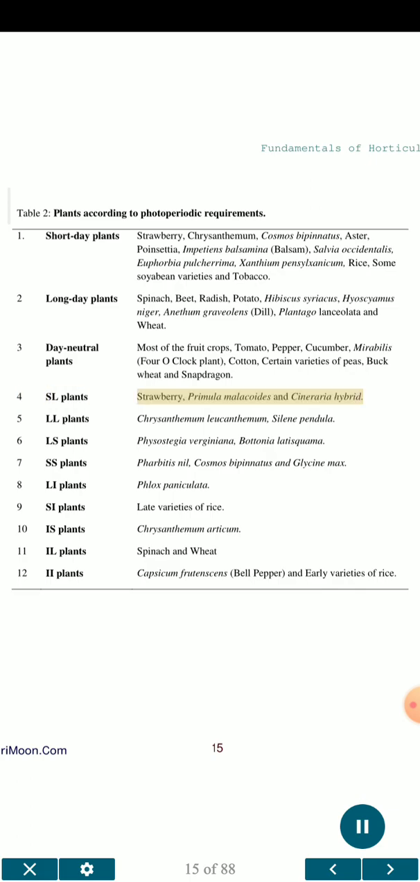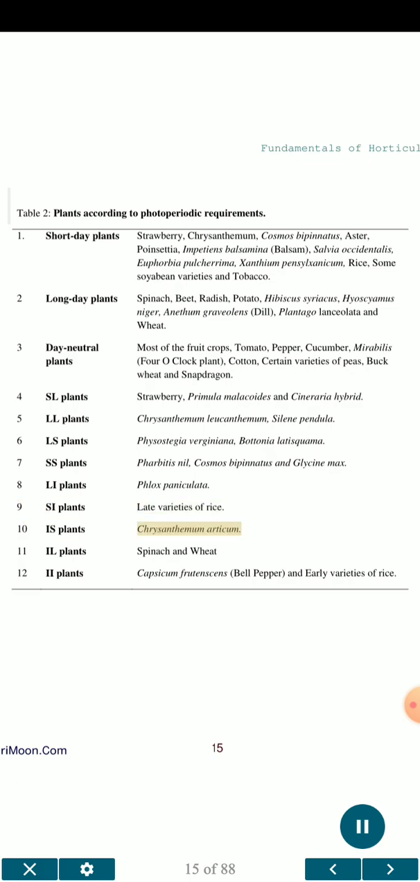4. SL plants: strawberry, Primula malacoides and Cineraria hybrid. 5. LS plants: Chrysanthemum leucanthemum, Silene pendula. 6. LS plants: Physostegia virginiana, Bouvardia latisquama. 7. SS plants: Pharbitis nil, Cosmos bipinnatus and Glycine max. 8. LI plants: Phlox paniculata. 9. SI plants: late varieties of rice.